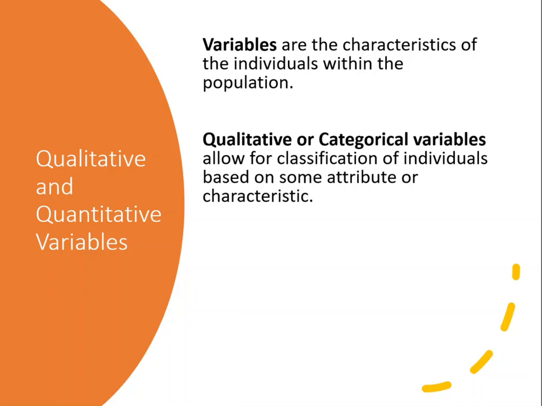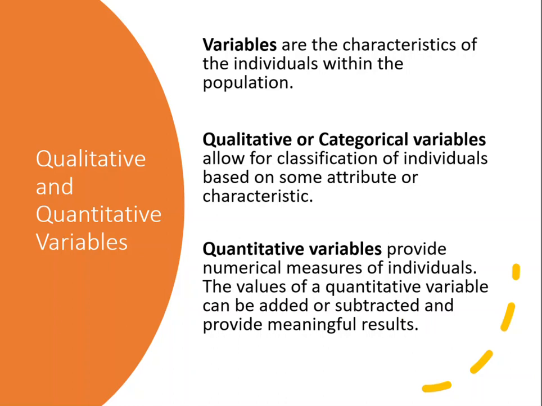An example of a qualitative variable might be color of our hair, the natural color of our hair. Marital status. So when I think about marital status, it could be single, married, divorced, widowed. All of those are categories that have some sort of attribute or characteristic.